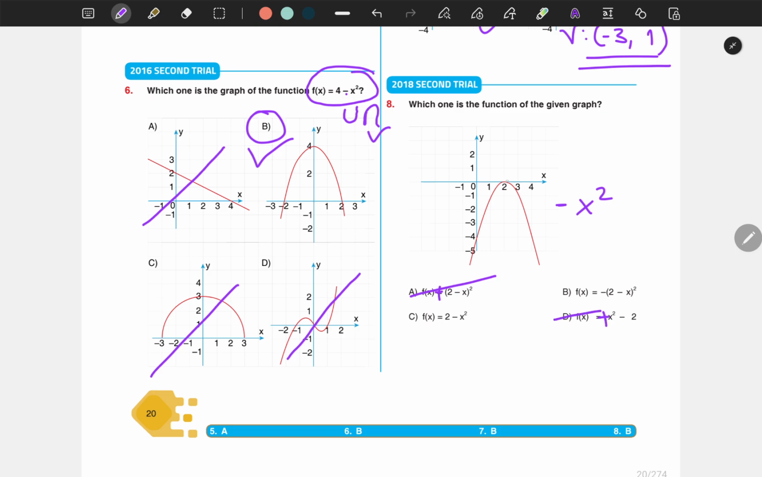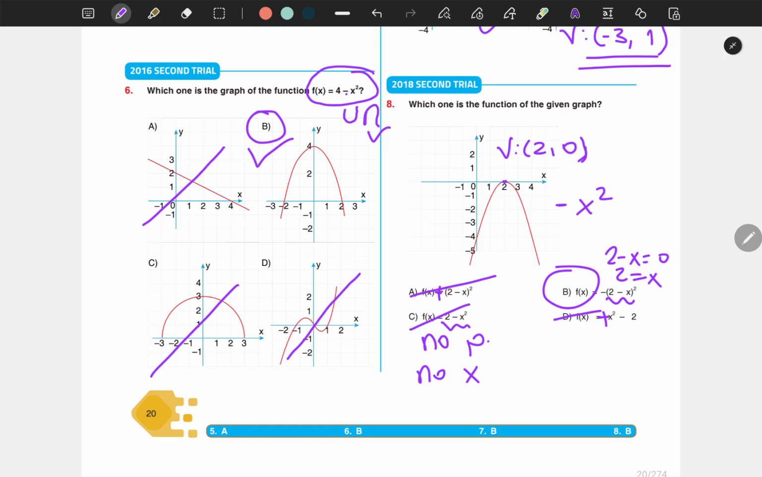Here, what is my vertex point? X is 2, y is 0, isn't it? So which function, if I have a parenthesis, this is the answer. If you look at it, do I have a parenthesis here? If I have no parenthesis, it means that there is no x value. Okay, this is eliminated. But if I have a parenthesis, it means that there's an x value. So 2 minus x equal to 0, 2 is equal to x. You see, it's matching, isn't it? So B is the correct option.